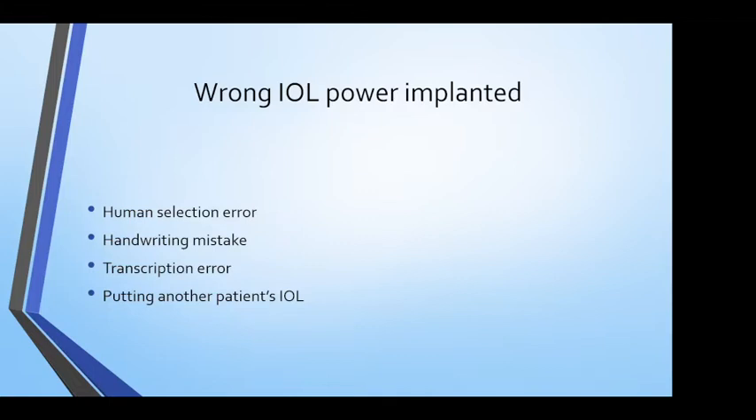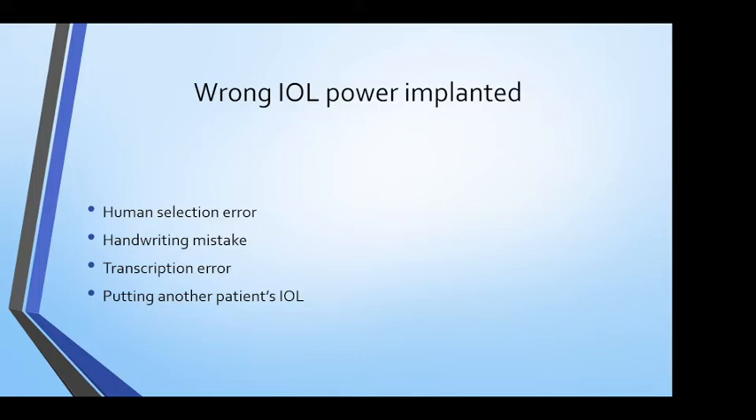Or sometimes it can be the wrong IOL power implanted. That can be a human selection error, like instead of circling 18, you circle 19, or you write it down on a piece of paper and the nurse or whoever hands you the lens will read it by error. Or it can be a transcription error, like if you say 15 and they think it's 19 or something. Or putting another patient's IOL, like you may grab the next patient's IOL and put it in the current patient.